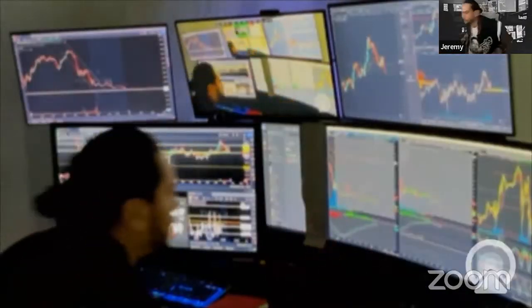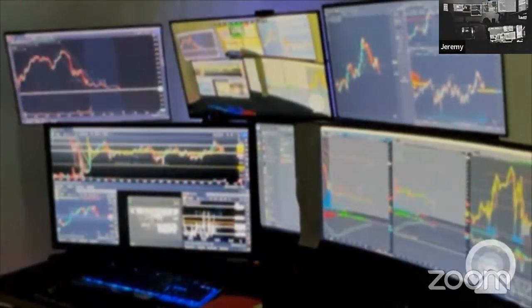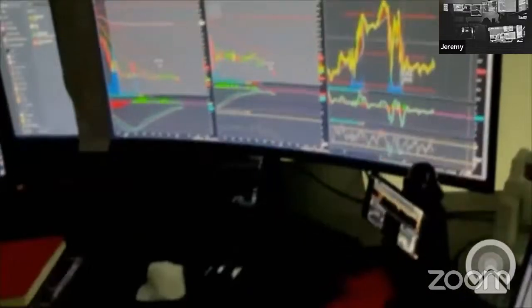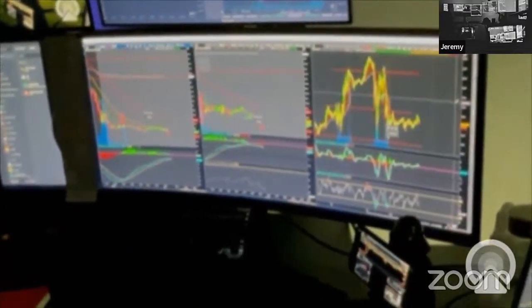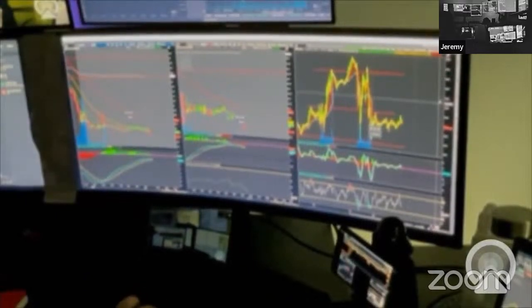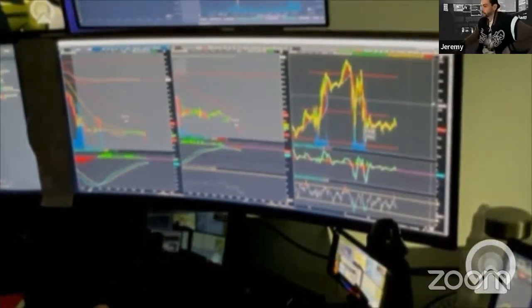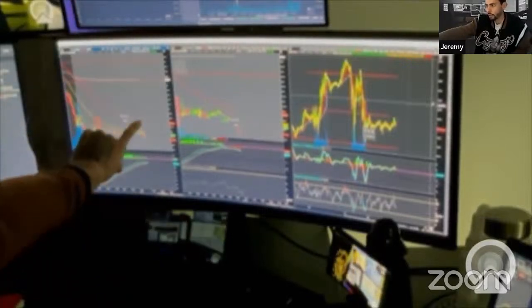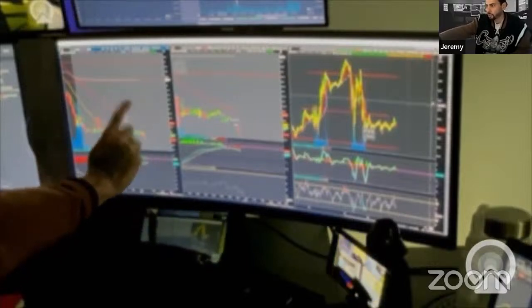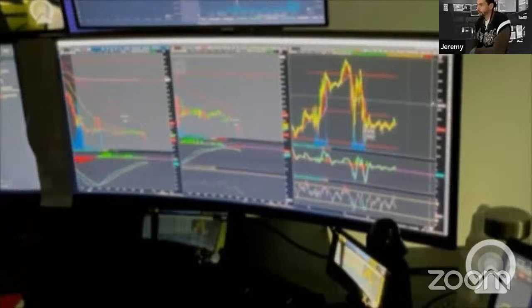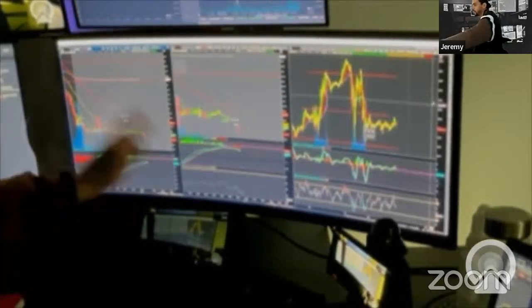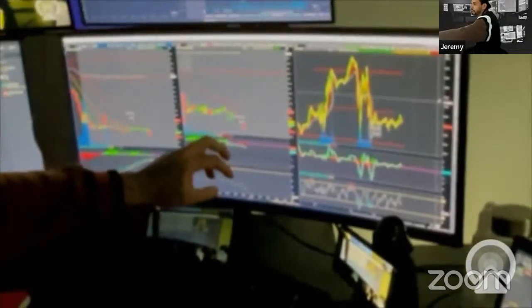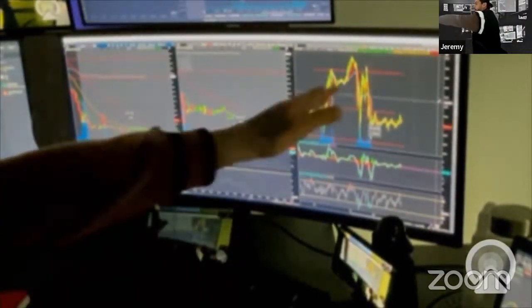On the other computer over here, I have the TOS set up. So let's go ahead and get you the full idea here. On the larger screen, this is the TOS setup. On this chart right here is QQQ 5 minute, 20 EMA, I mean 50 EMA, 20 EMA, 9 EMA, MACD. And then we have AAPL, same thing, MACD, 20, 50, 9 EMA. And then over here we have ES.